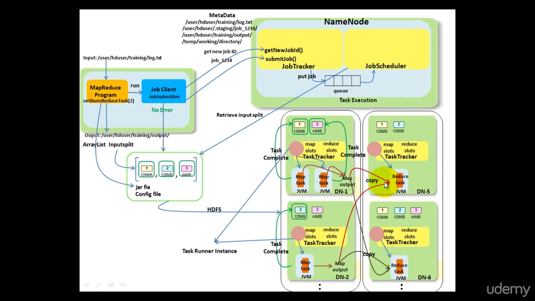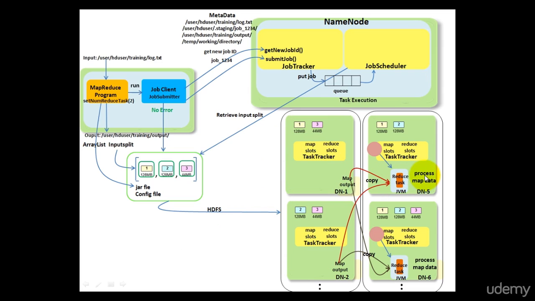Finally, after copying all the map output, reduce task will start processing it. After processing, output is returned to the HDFS. This is the final output and we want it to be reliable, hence it is stored in HDFS.